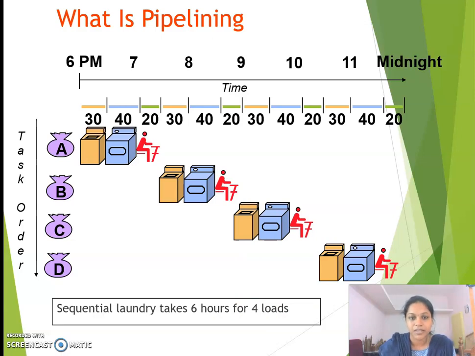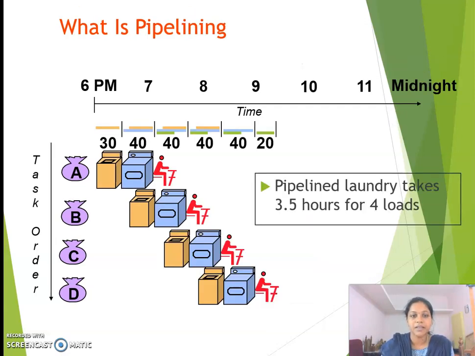Now let us utilize the functional units to the fullest using pipelining. Person A takes 30 minutes to wash the clothes. Then he moves the clothes to the drying unit. At that time the washing unit is completely free. The hardware part here is completely free, so why leave it idle? This idle washing unit can be utilized by B.